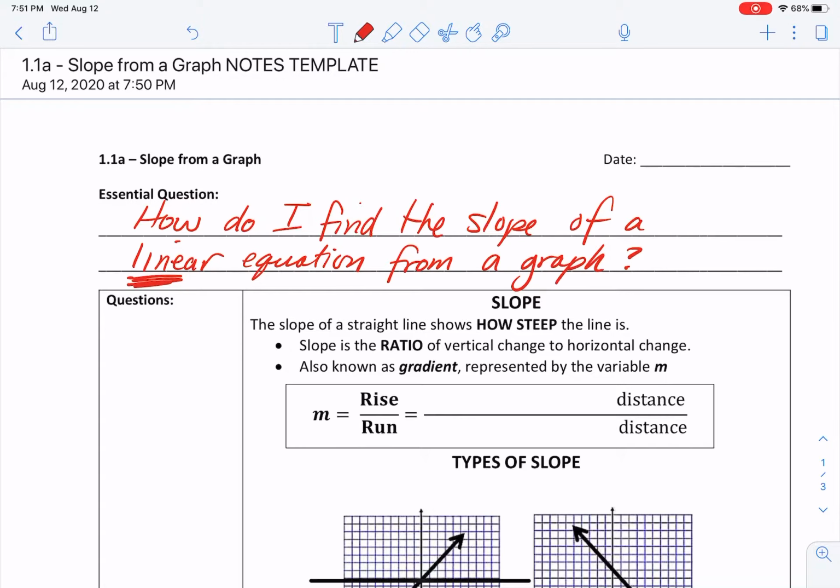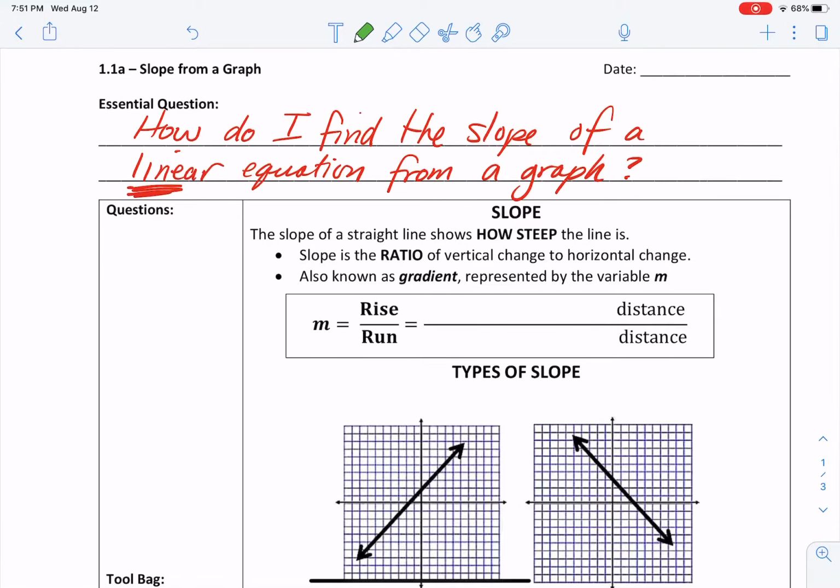So this should be a review. So slope is how steep a line is. It is a ratio, which is a fancy word for a fraction. It is also called a gradient, and we use the letter M to represent slope.